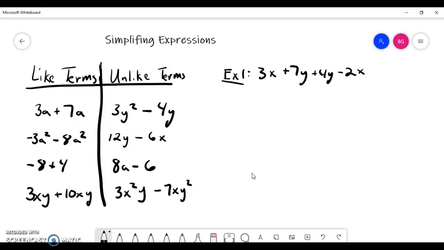Okay, so now we're looking for like terms. I'm going to go ahead and underline them here. In example number 1, I see I've got a 3x, so I'm going to underline that with green. The one that is a like term with the 3x is the negative 2x.